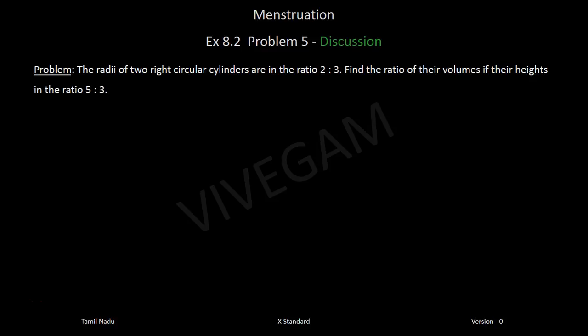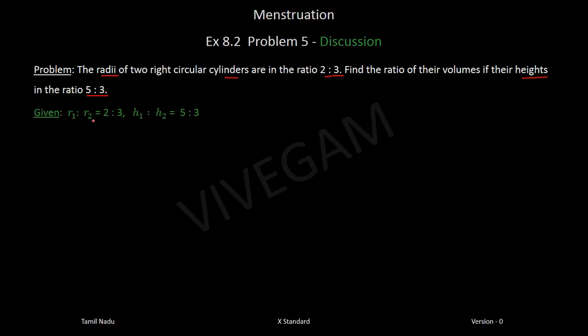Okay, let's mark what is given in the problem. The radii of circular cylinders are in the ratio of 2:3, so 2y and 3y. Then we need to find the ratio of their volumes. Heights are in the ratio of 5:3, so 5z and 3z. Okay, I think that's all. So let's write it out.